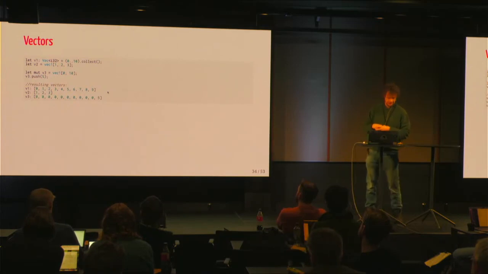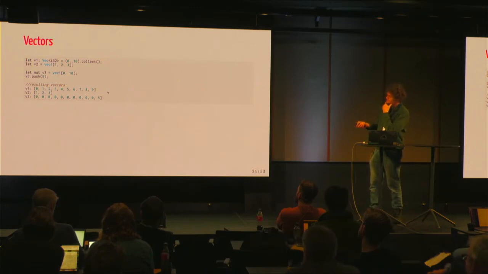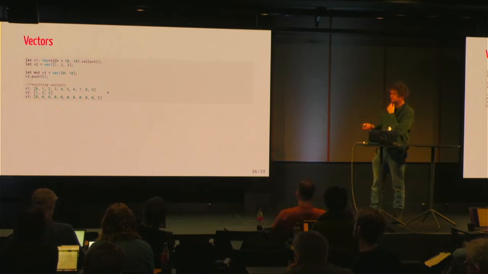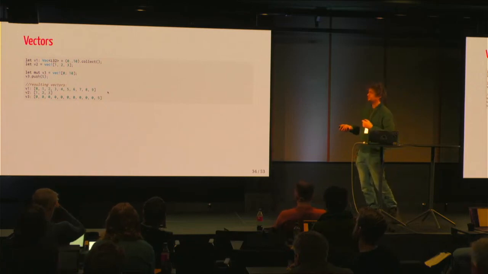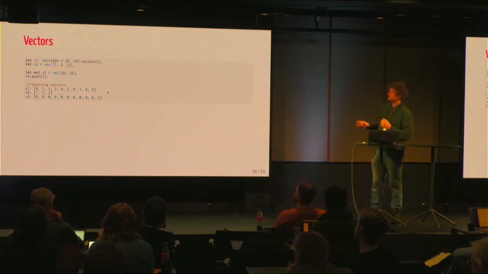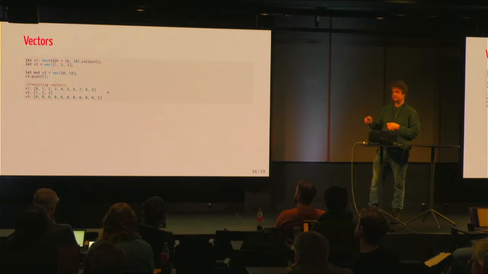So this is one way of defining and initializing a vector. In this case, it's 32-bit integers. We use this range from 0 to 10. We fill it with those numbers, and the collect method on the range will return a vector.